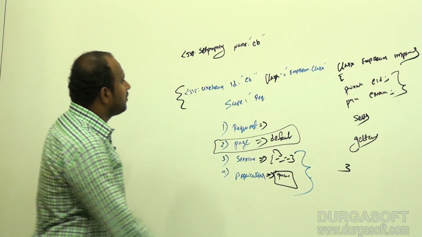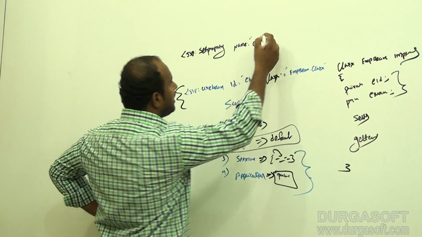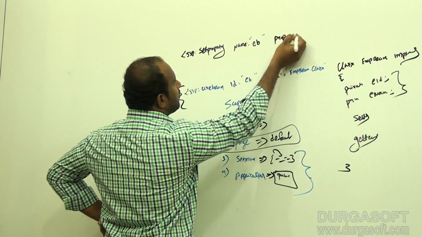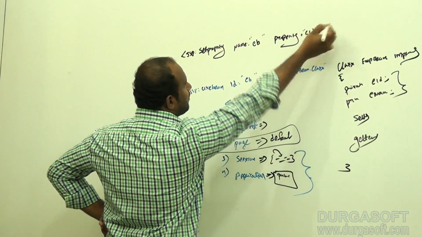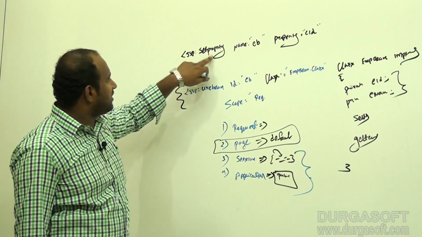Okay, so the property name is called what? EB, because I would like to set this property to the EB only, right? Property name. So set property equal, so property. What is the property here? Employee ID is my property. So concentrate here: jsp:setProperty.